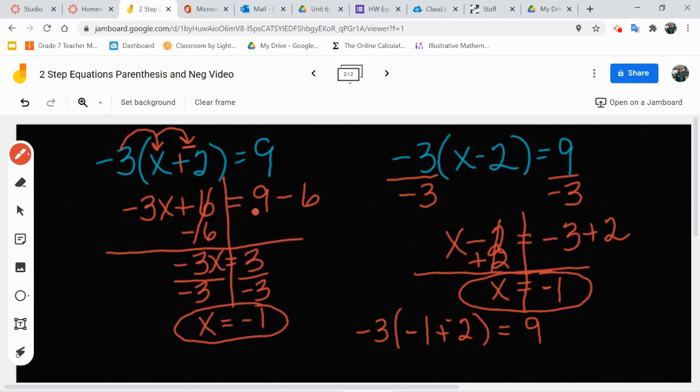Same signs, we keep the signs, add the numbers. We end up with negative 3 times negative 3 equals 9. A negative times a negative does give me a positive 9, and that does equal 9. So we know that our solution of x equals negative 1 is correct.